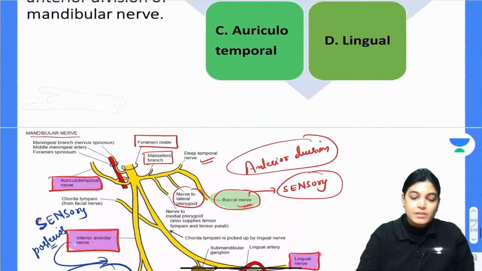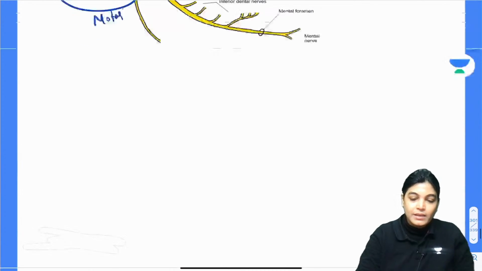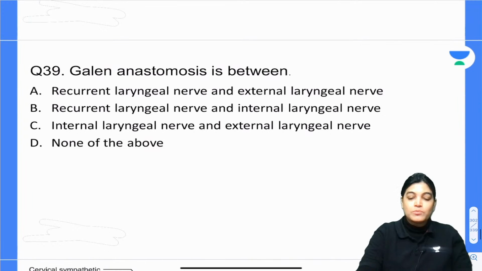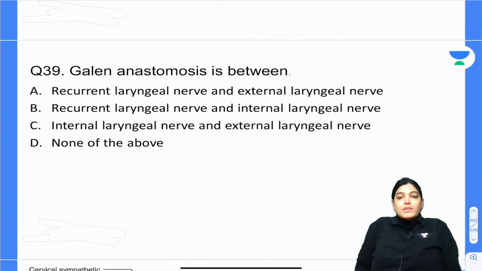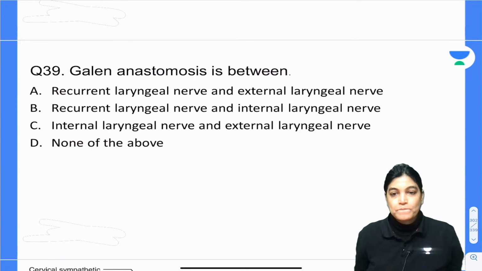Clear, my dear aspirants? So let's move on to question number 39. Galen anastomosis is lying between, what do you mean by the word Galen anastomosis? Recurrent laryngeal nerve and external laryngeal nerve, or recurrent laryngeal nerve and internal laryngeal nerve, or internal laryngeal and external, or none of the above. Question number 39.